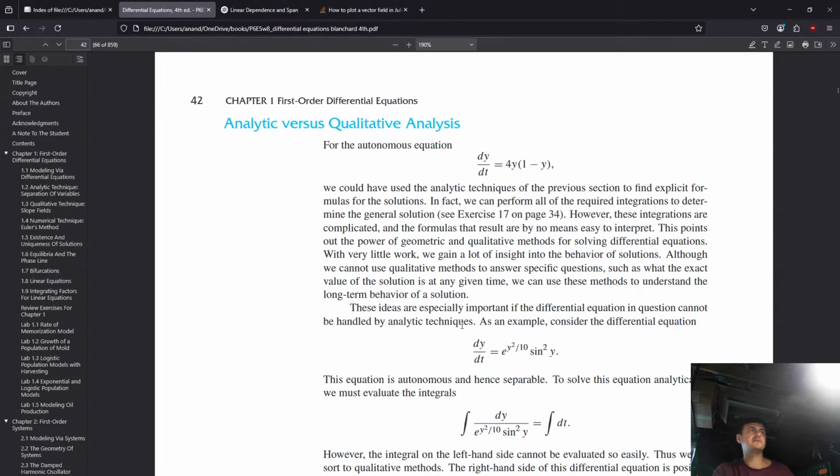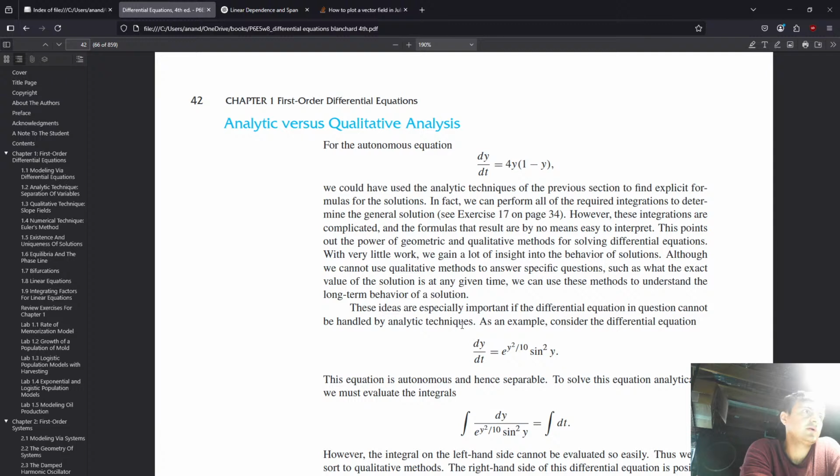Analytic versus qualitative. For the autonomous equation, y dot equals 4y times 1 minus y, we could have used the analytic techniques from the previous section to find explicit formulas for the solution. In fact, we can perform all of the required integrations to determine the general solution. However, these integrations are complicated and the formulas that result are by no means easy to interpret. This points out the power of geometric and qualitative methods for solving differential equations.